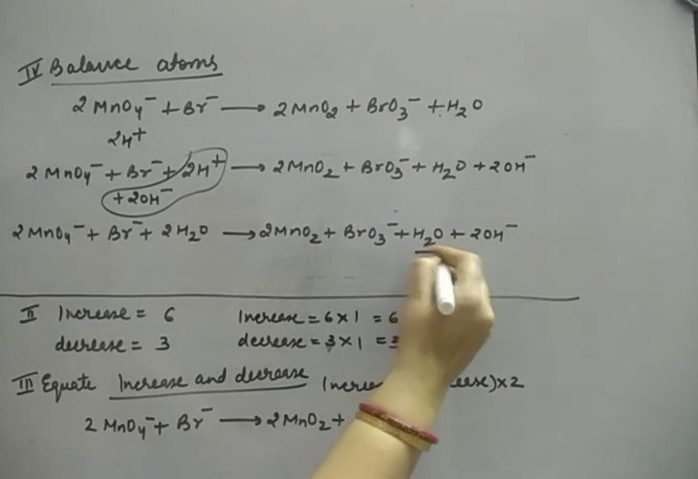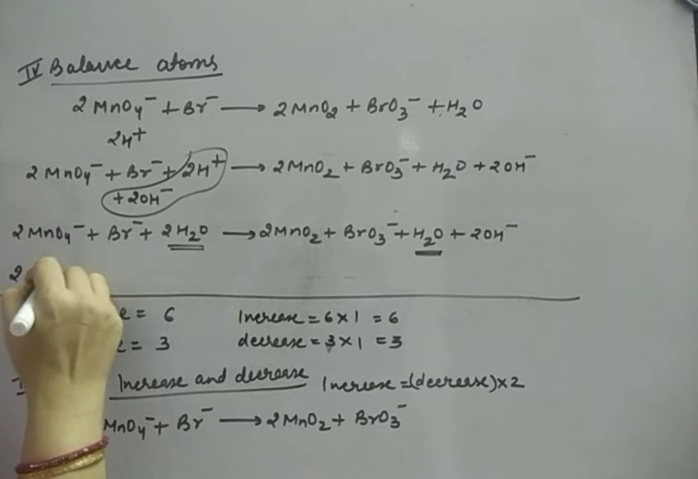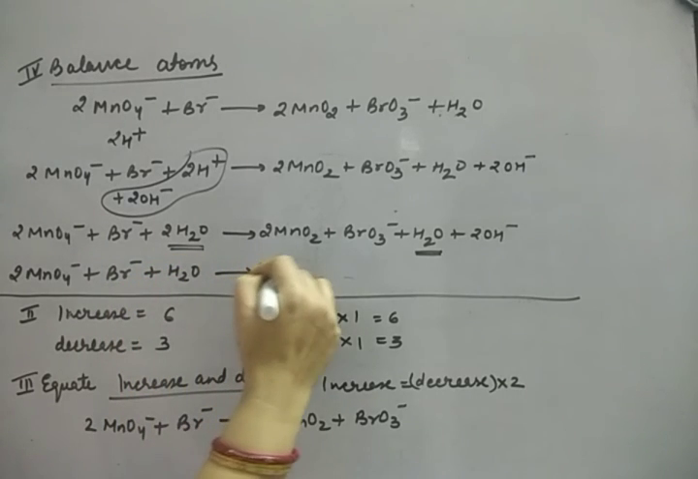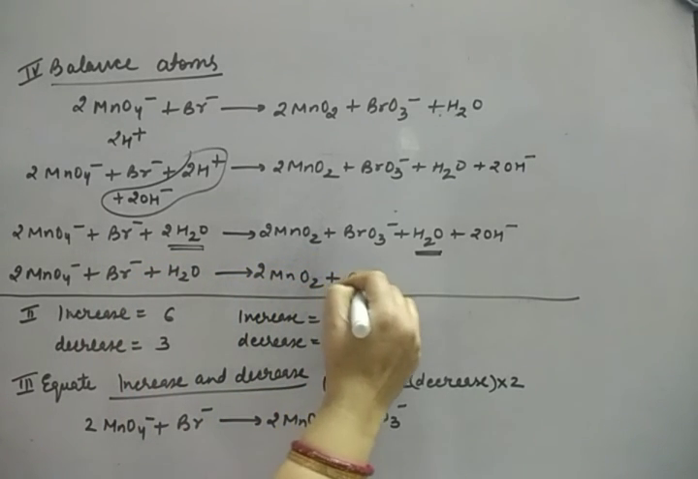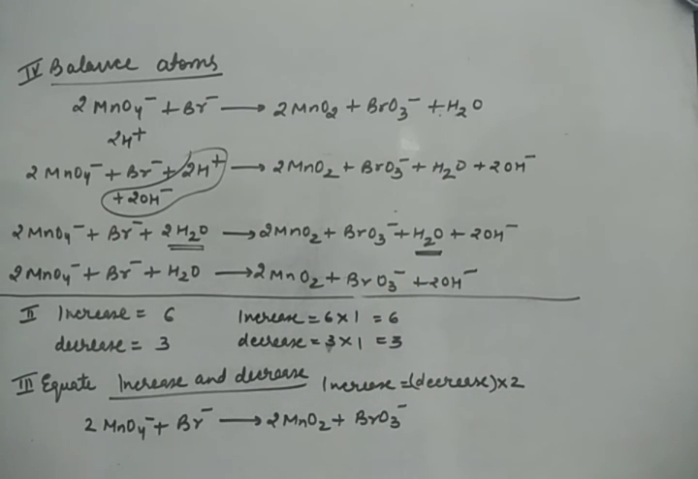Now here H2O is there, here 2H2O is there, so I will subtract. So my final balanced equation is this. You can see that now H plus are removed and we are left only with OH minus. So this is how we can balance the equation in basic medium.